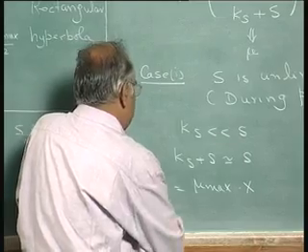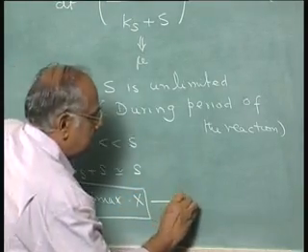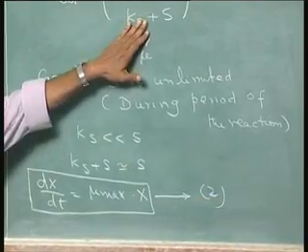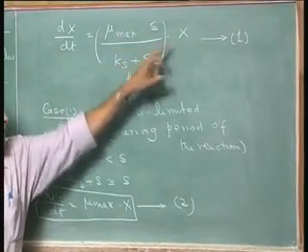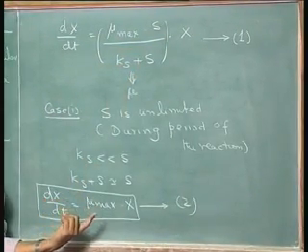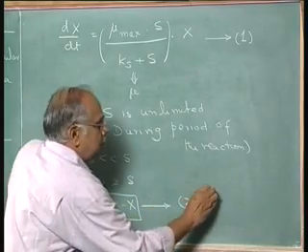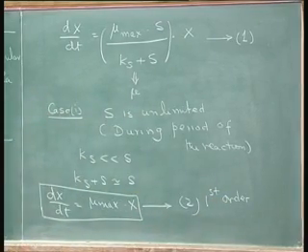So, this is one equation I have, this is a second equation, I can call it. Substituting Ks plus S is equal to S, and then that S and this S cancel out, multiplied by x. This is a first order equation for the growth of microorganisms, and this equation can now be solved.